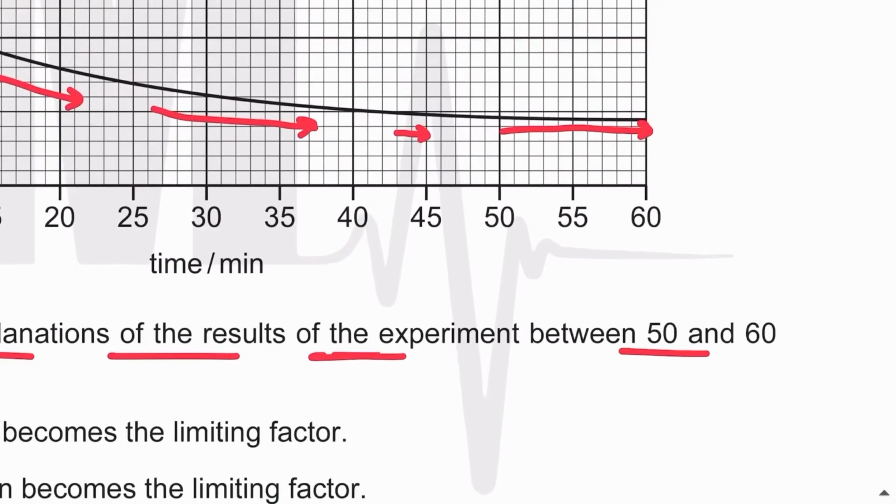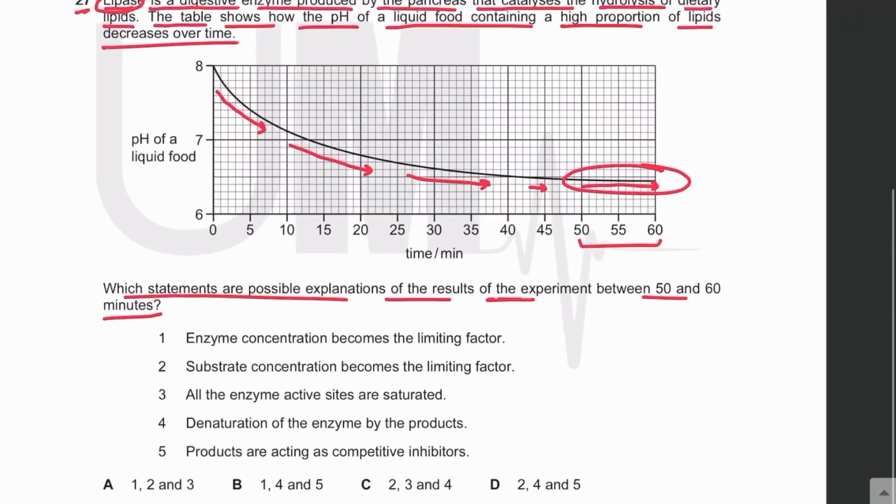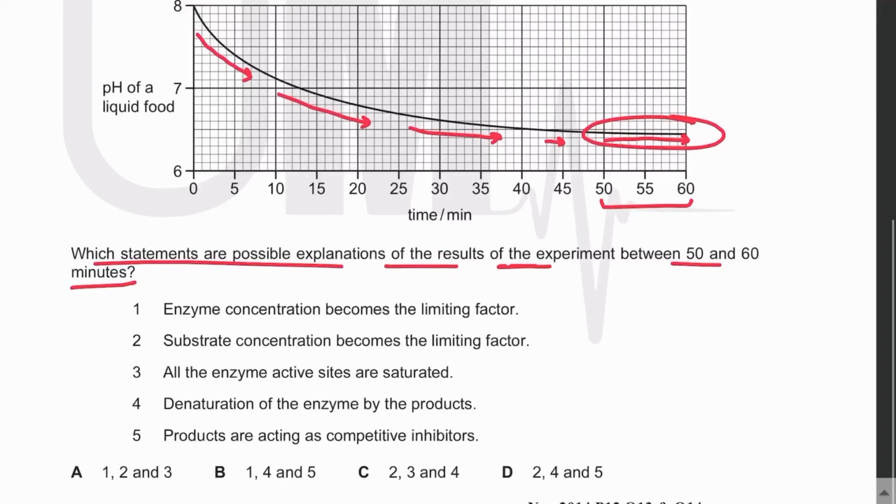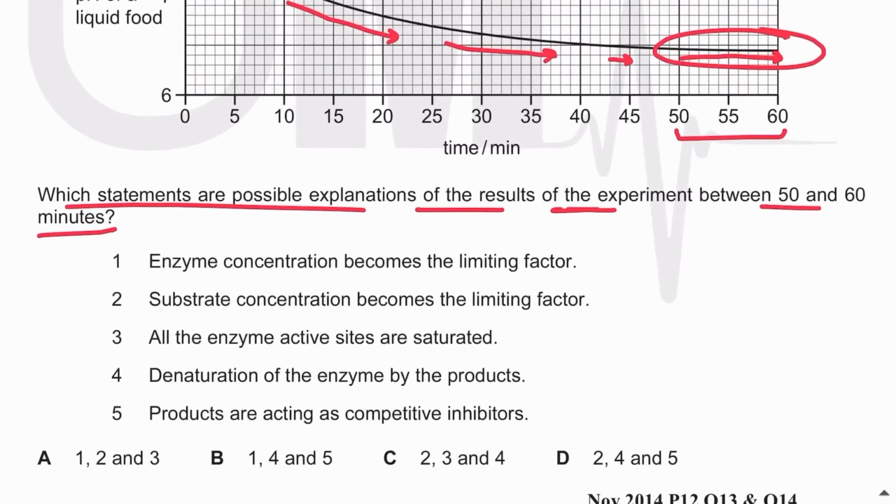So guys, the reaction between 50 and 60 minutes shows the constant phase of the graph. Over here we need to select the statements which are best or possible explanations. Enzyme concentration becomes the limiting factor. No, enzyme concentration is not the limiting factor over here, because if it was, the reaction would still be going on and the pH would continue to fall. When the pH becomes constant, it means that the reaction has stopped.